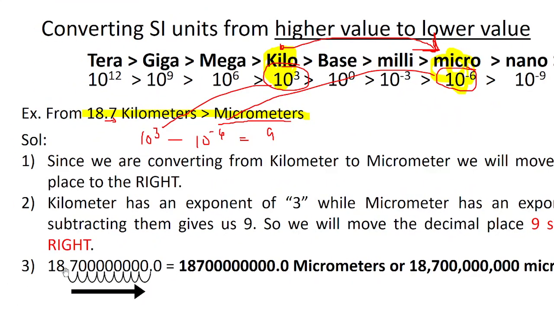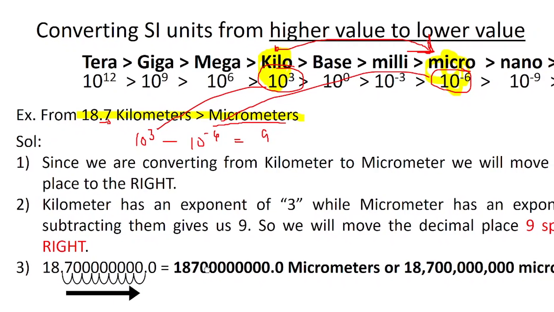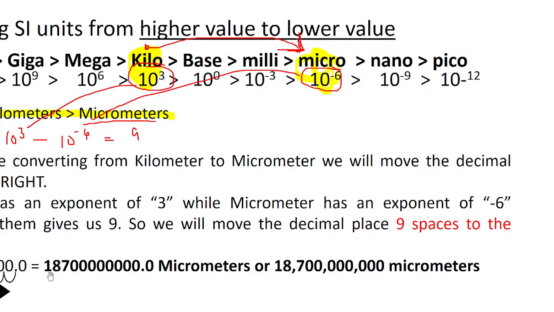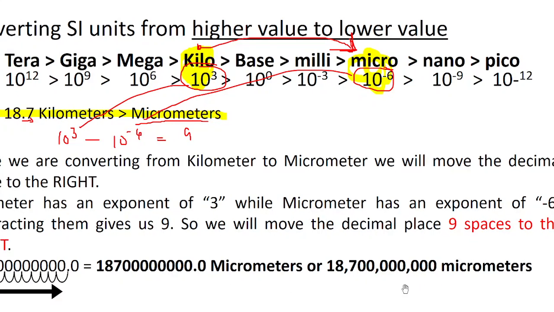Okay? So, 18.7, move lang natin. So, 1, 2, 3, 4, 5, 6, 7, 8, 9. Okay, tagsina ng mga space, mabutan kita ng 0. So, 1, 2, 3, 4, 5, 6, 7, 8, 0.0. Okay, so your final answer is like this class: 18,700,000,000.0 micrometers. Again, do not forget to put the label. Or 18,700,000,000 micrometers. So sa final answer, you can add .0 or you can remove .0. Okay, they are both the same class.